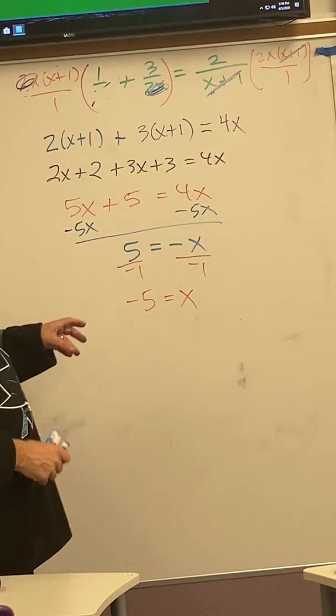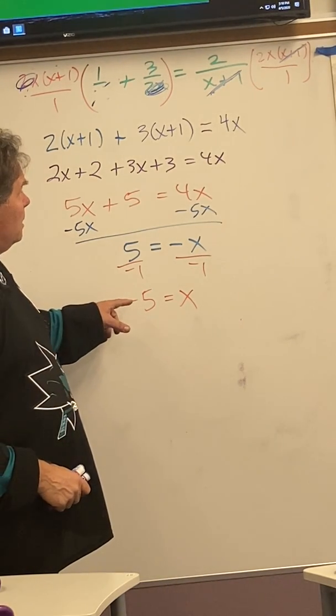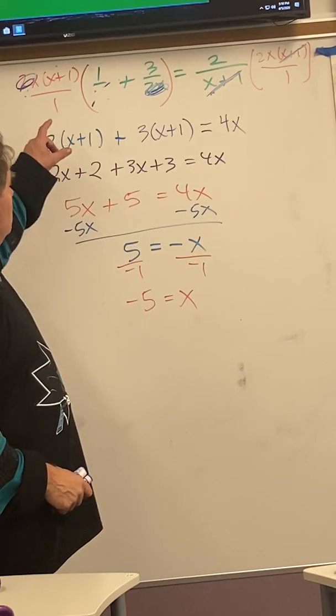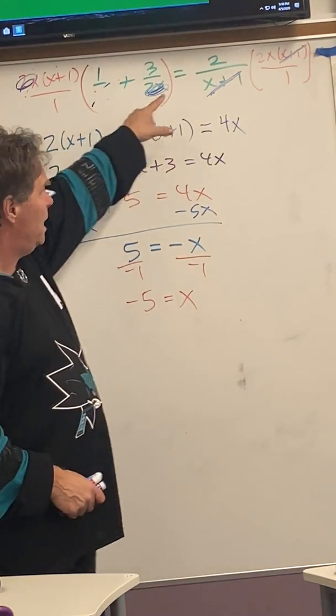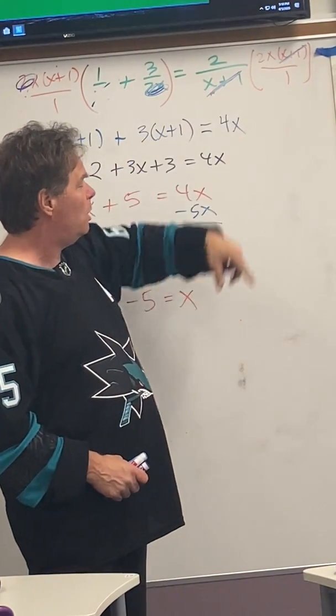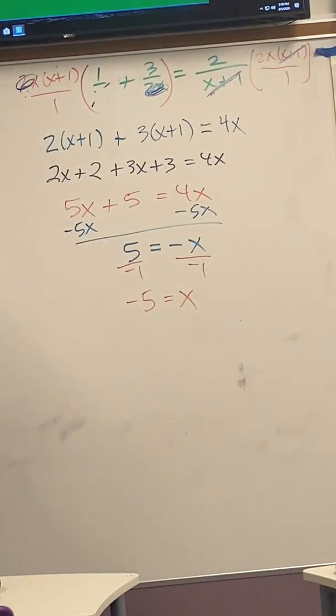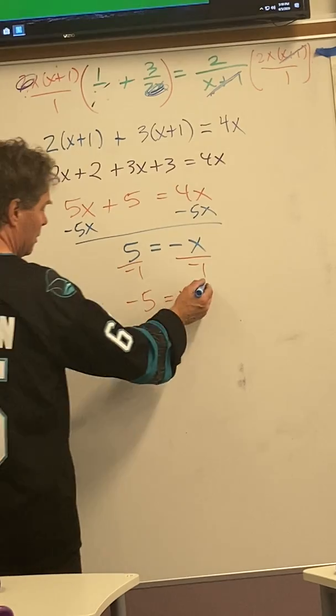Now, does negative 5 make any of the denominators 0? It doesn't make x 0. It doesn't make 2x 0. And negative 5 plus 1 is also not 0. So it is a good solution. There it is.